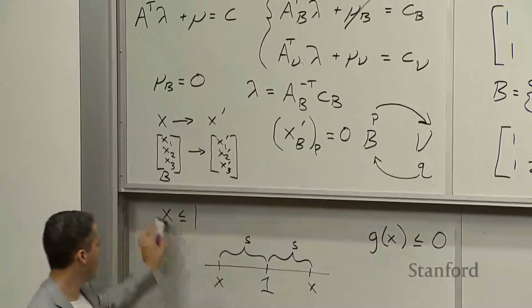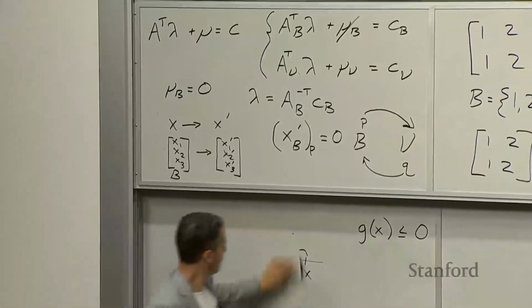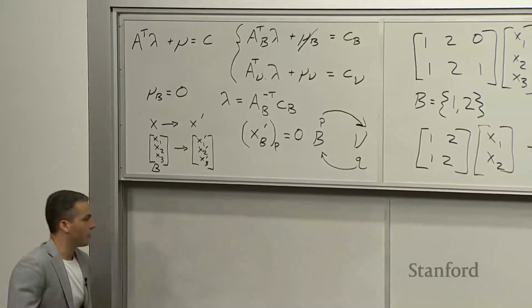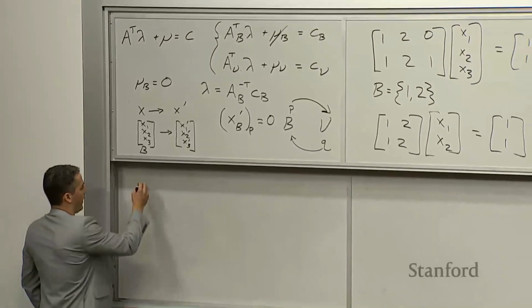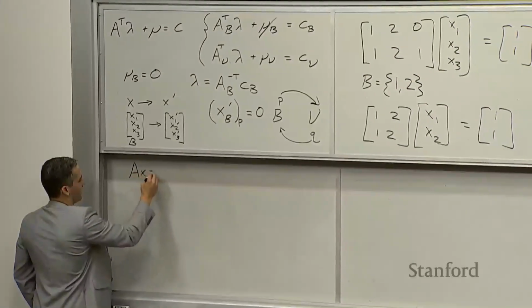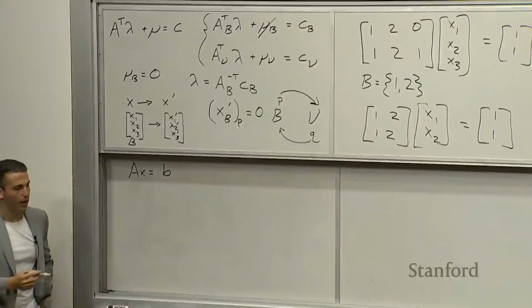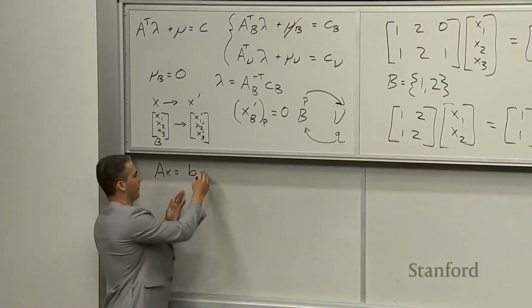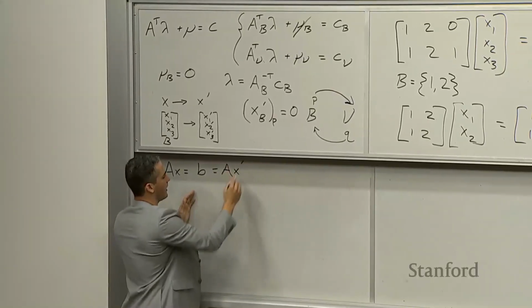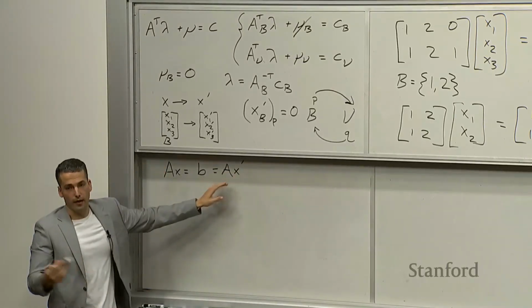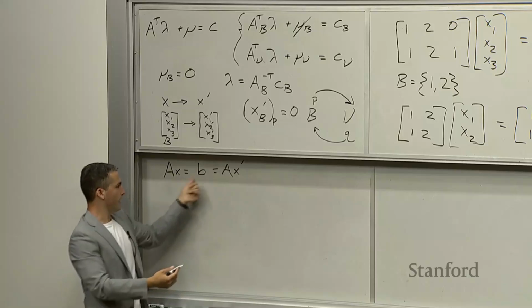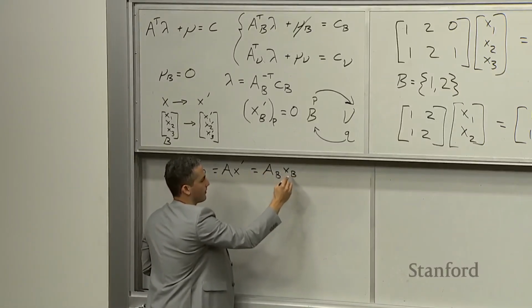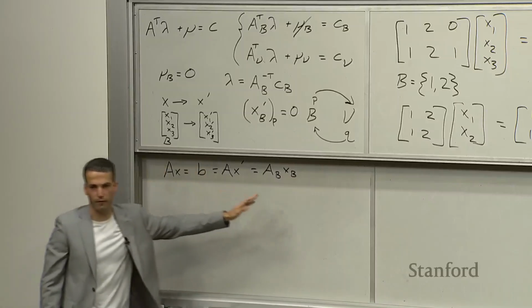With that idea, we can then rewrite our constraints. We saw that we had the constraint that Ax was equal to b. We also know that Ax prime has to satisfy this constraint as well, so we also have Ax prime equal to b. And lastly, we saw that Ax equal to b was also equal to A basis x basis. That's just summarizing everything we've seen so far.